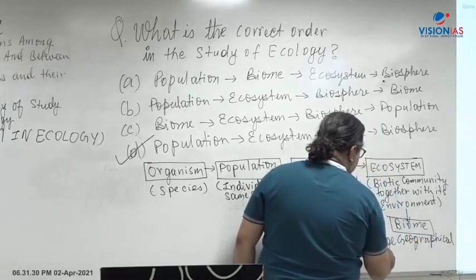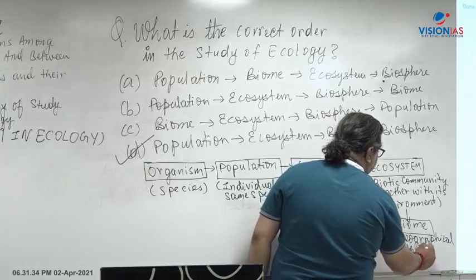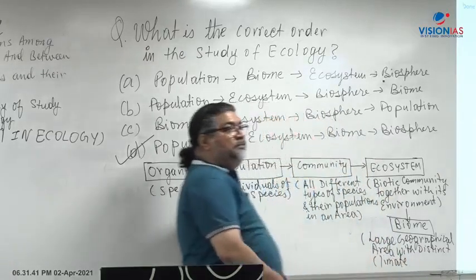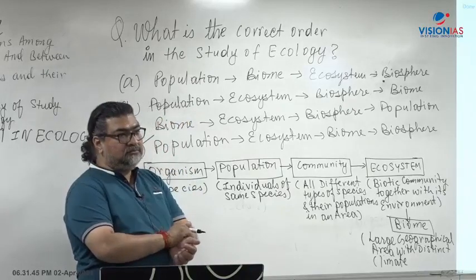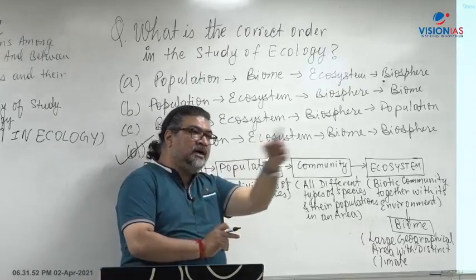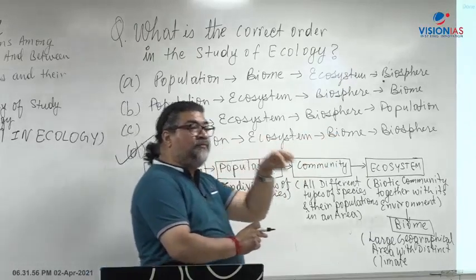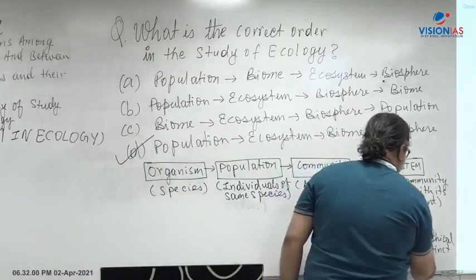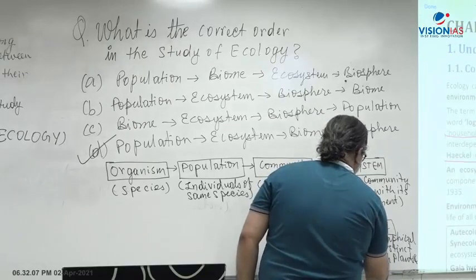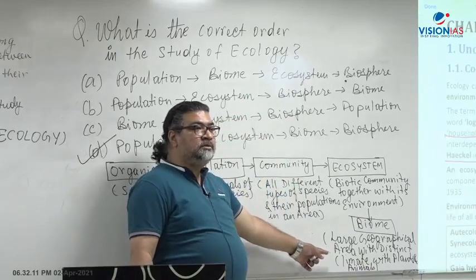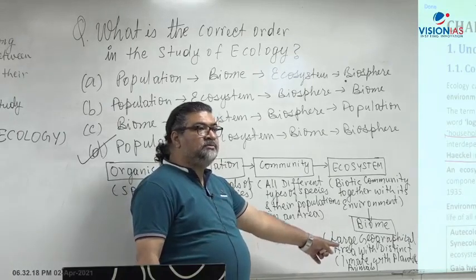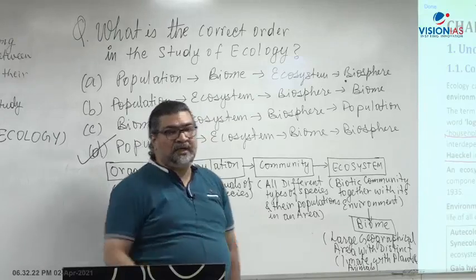That large geographical area with a distinct climate. It depends on the climatic conditions: rainfall, temperature, wind, precipitation, all those factors determine the climatic condition of that large geographical area. And it has flora and fauna, plants and animals. For those who are not able to see, I will read it out. Biome is a large geographical area with a distinct climate, with plants and animals that form the biome. Let's take an example, tropical rainforest.